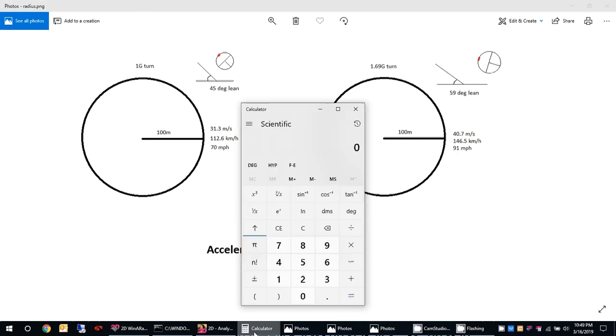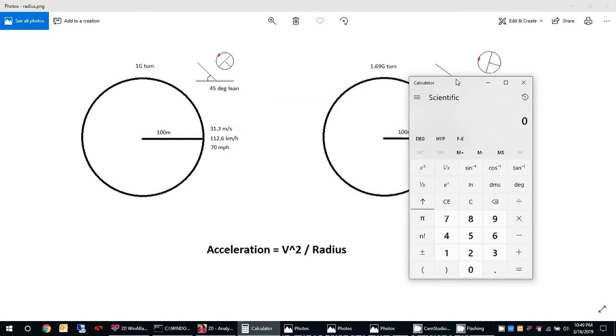Let's go ahead and do that right now. This is not hard math. So we've got velocity squared, so 31.3 squared, so 31.3 times 31.3, divided by our radius, which is 100 meters. That gives 9.79, so that's 9.79 meters per second squared of lateral acceleration.